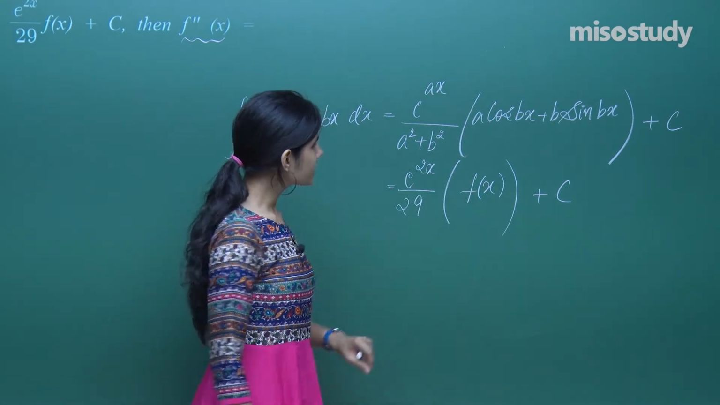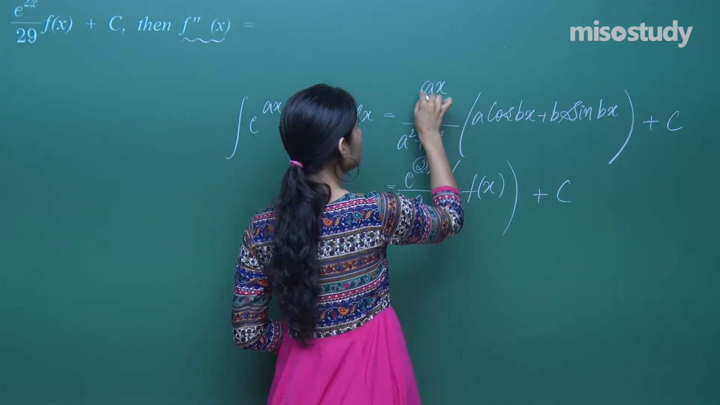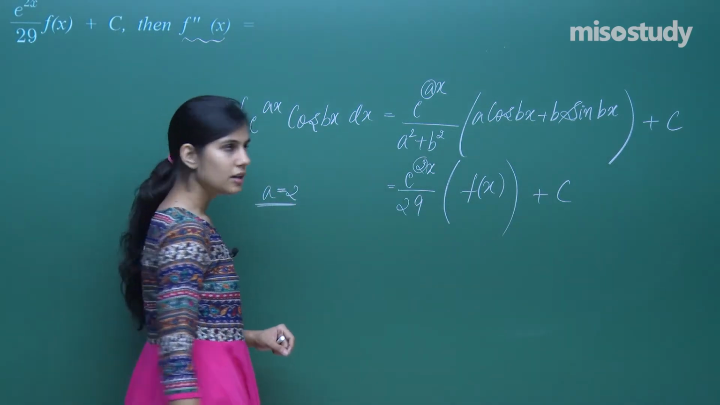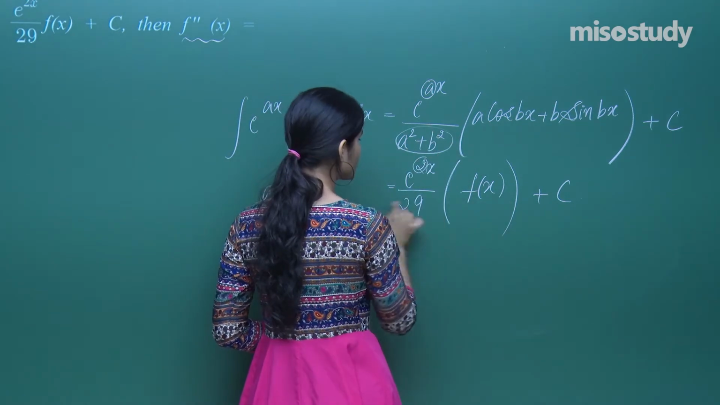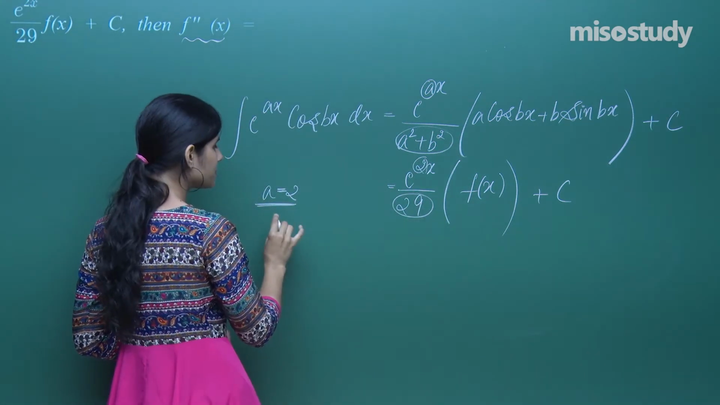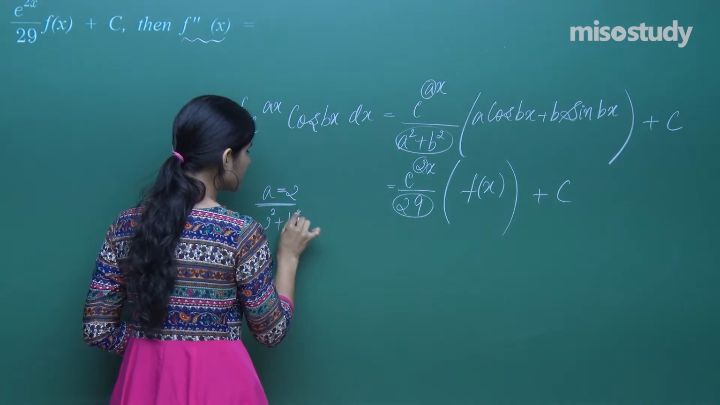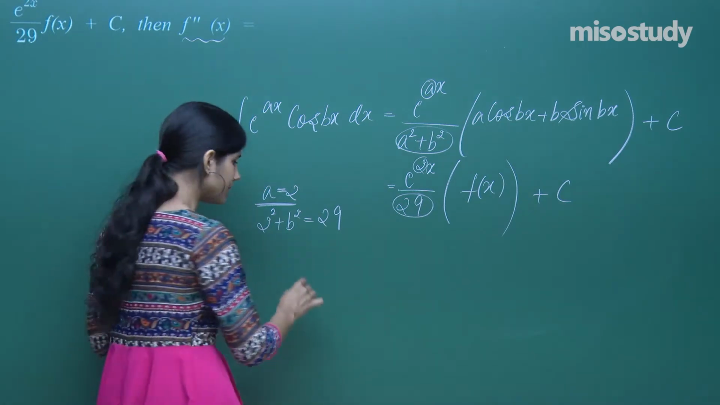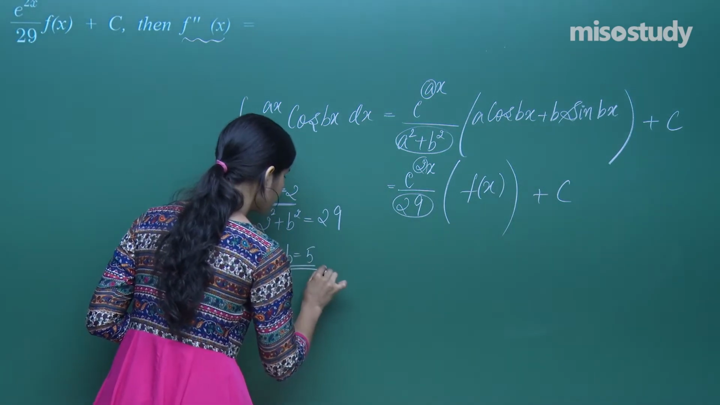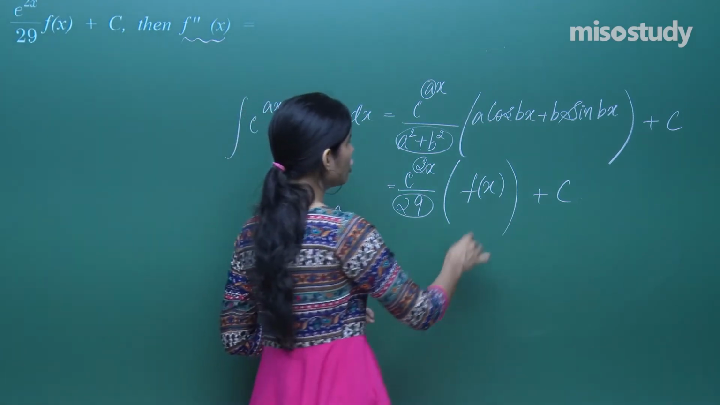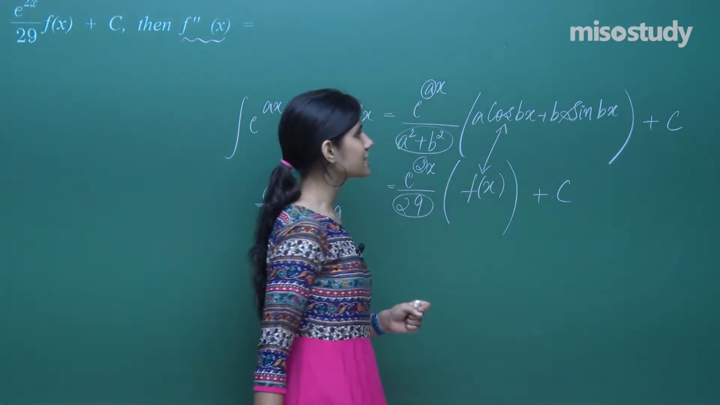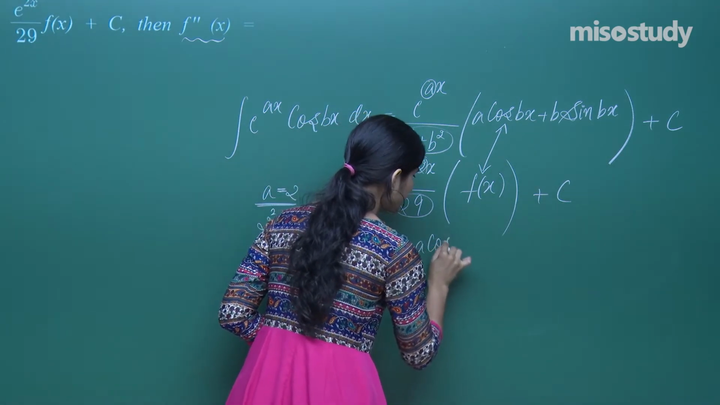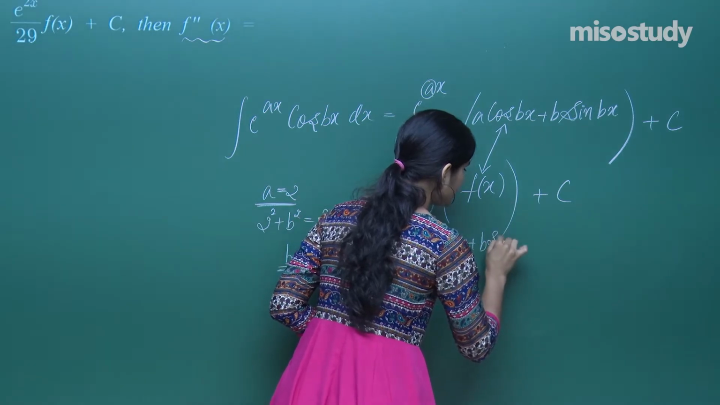So if you compare both these expressions, what you get is a is 2, clearly a is 2. Also you get that a square plus b square is 29. If a square plus b square is 29, I get 2 square plus b square is 29. So b square is 29 minus 4, that is 25, so b is 5. a is 2, b is 5. Also if you compare, you get f(x) is a cos bx plus b sin bx.